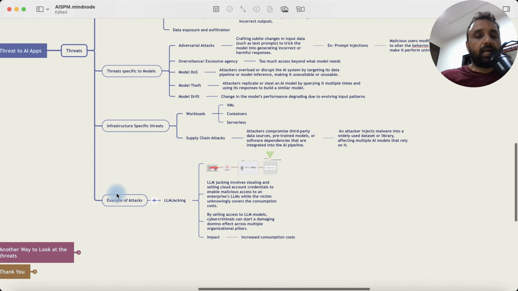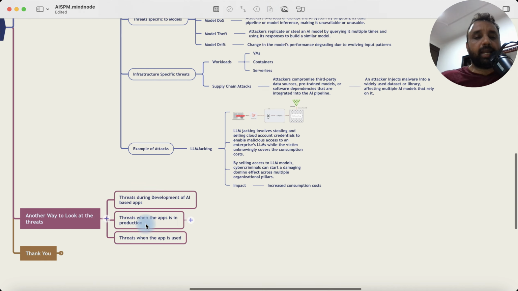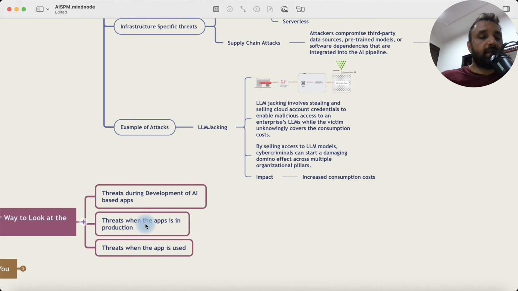Now the other way to look at threats is by categorizing them into threats during development of AI based applications, threats when the apps are deployed in production, and threats when the app is used. So for example, prompt injection can be categorized into threats when the app is used.